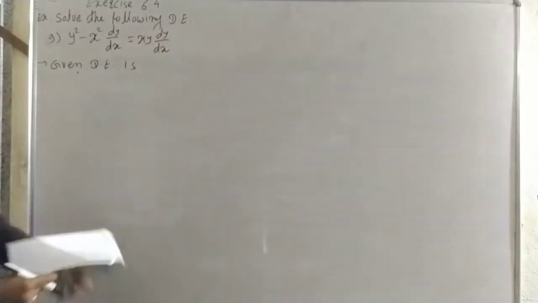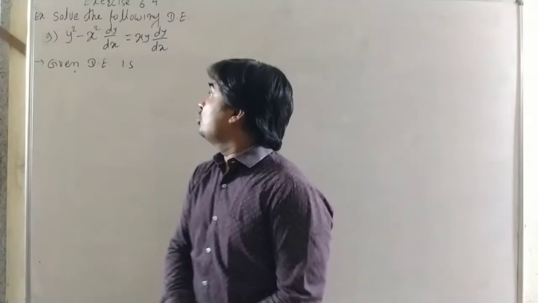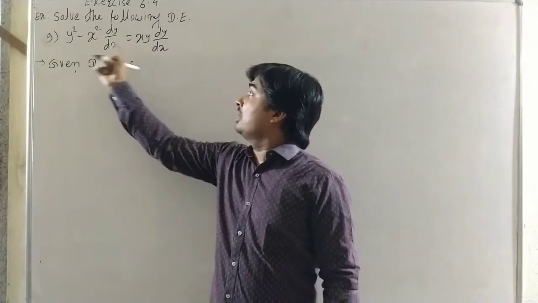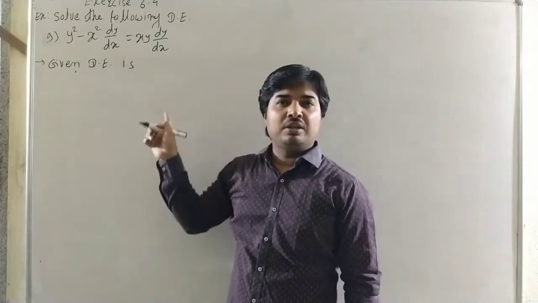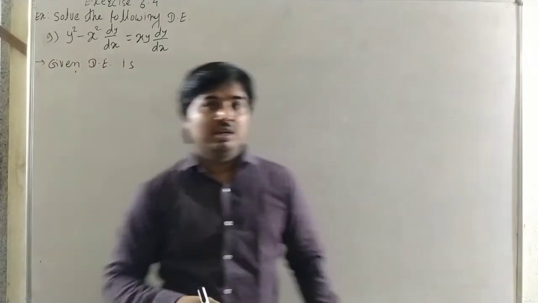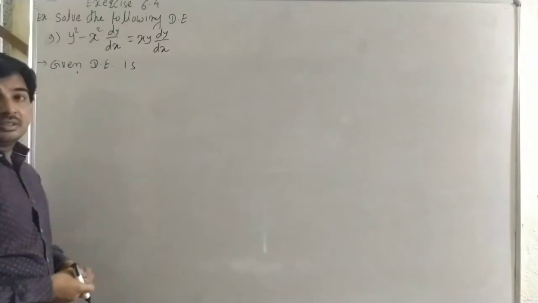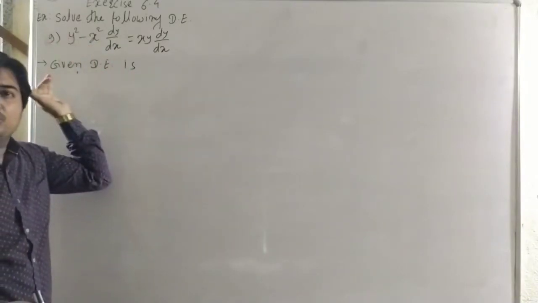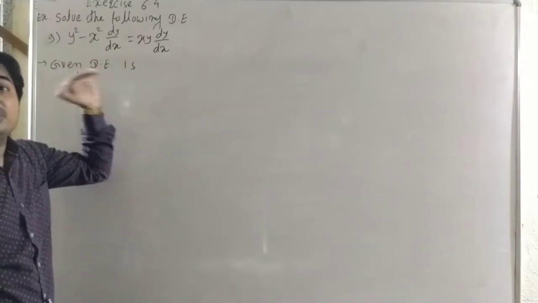Okay, here clearly it is a homogeneous differential equation because there are three terms, y square and xy. The degree of all terms is the same. It is a second degree homogeneous equation. And here dy by dx. In the second degree homogeneous equation, there are the derivatives. Therefore, it is a second degree homogeneous differential equation.